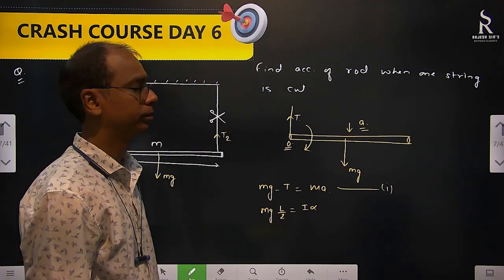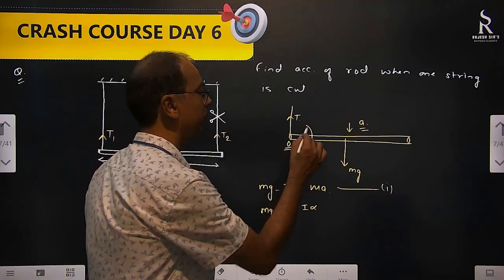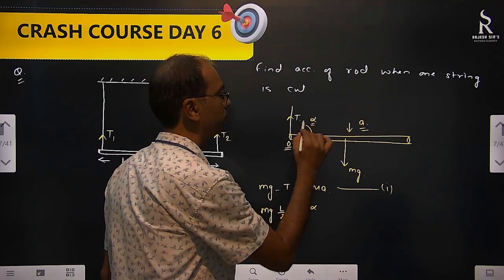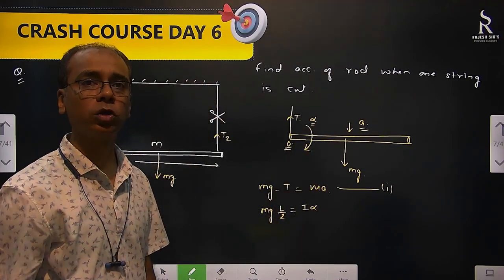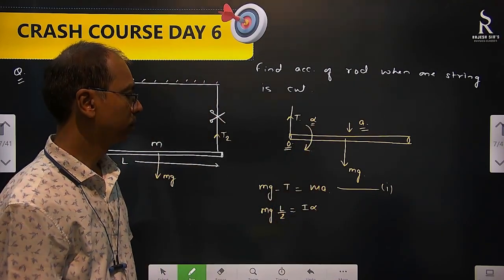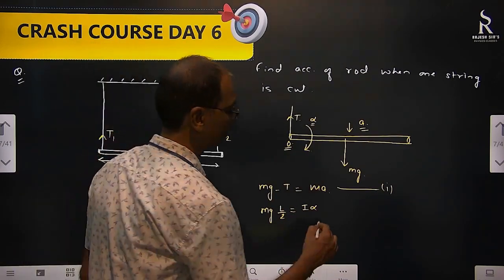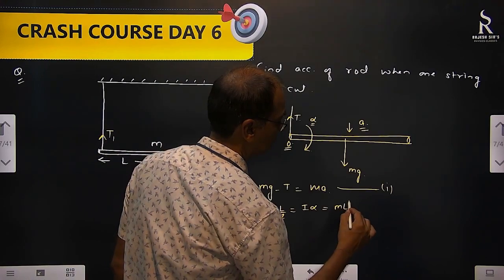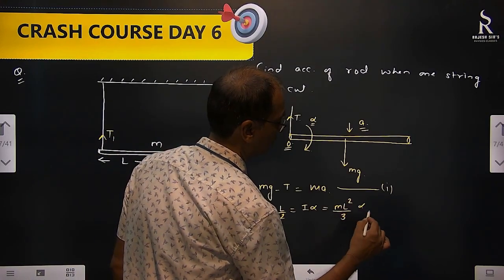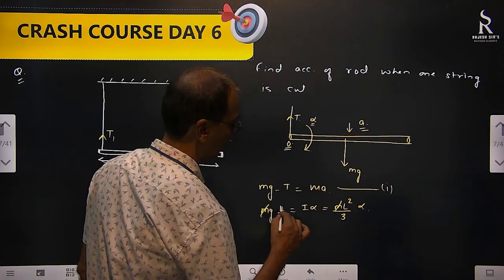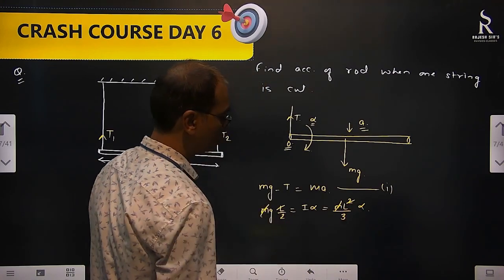I alpha. And this is alpha here. Because of alpha, it's going down. That is the angular acceleration. Can we find I? Yes. I is ml square by 3. So ml square by 3 into alpha. M and M get cancelled. L and L get cancelled. So we have the alpha value.